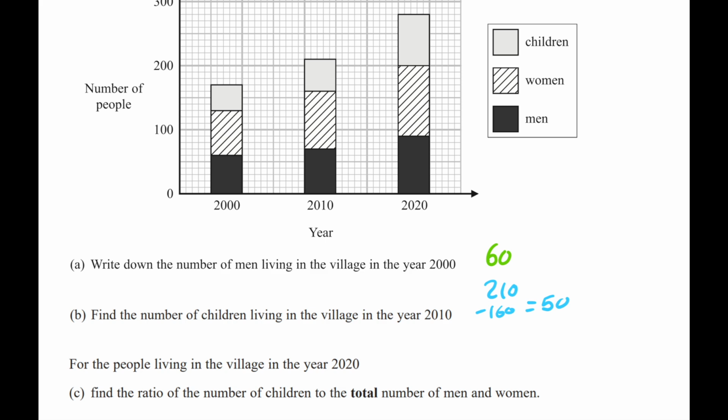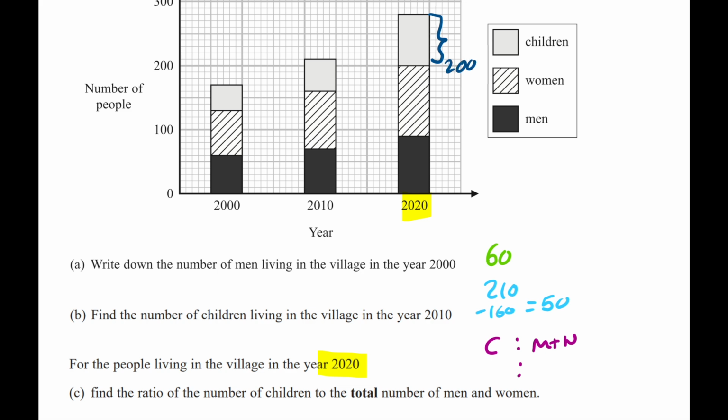So the final part of the question is just for 2020, which is this one here. And we're finding the ratio of the number of children to the total number of men and women. So the number of children to the total number of, I'll put men and women there. So for the children, that's that top bit there.